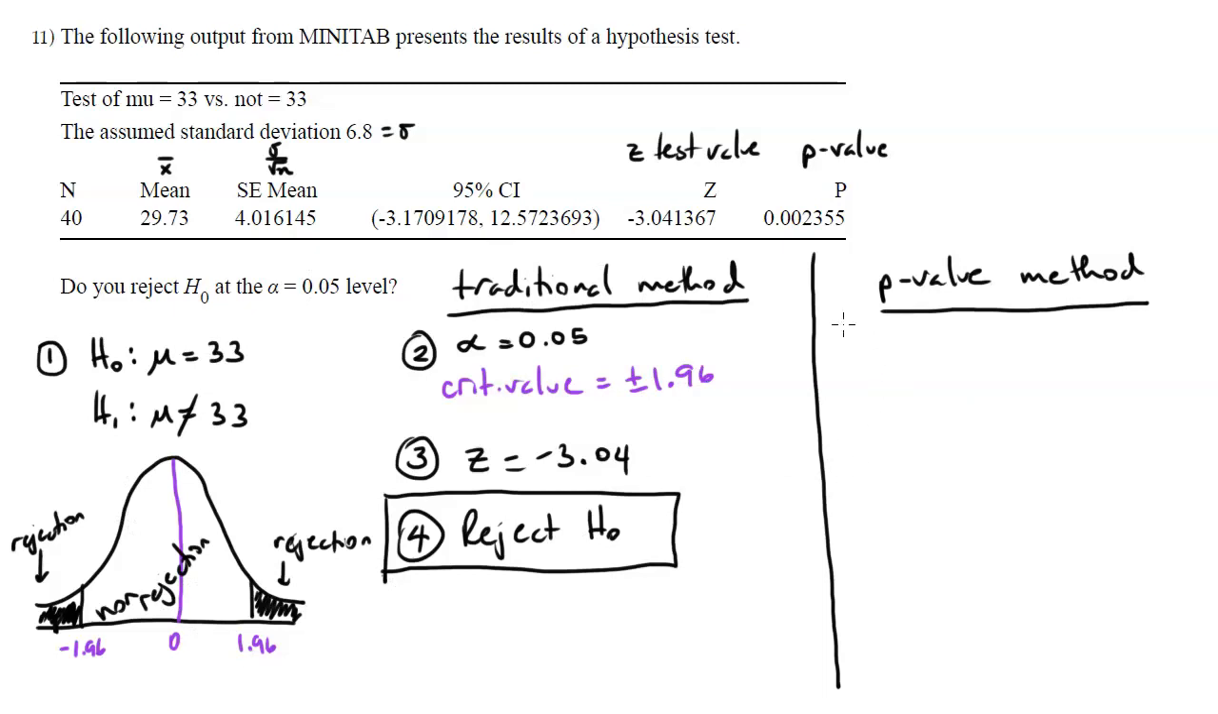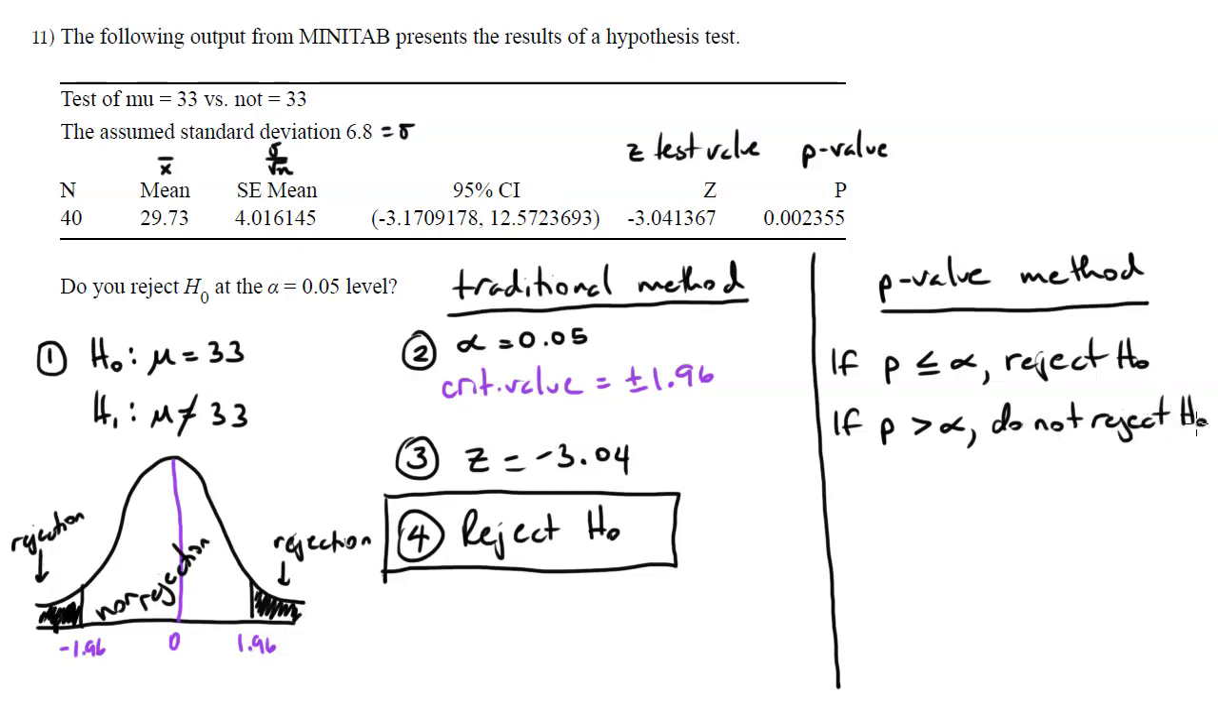Now the p-value method, check this out. Here's what the p-value method says. If p is less than or equal to alpha, reject the null hypothesis. Or, if p is greater than alpha, do not reject the null hypothesis.